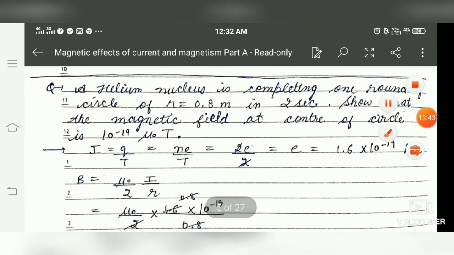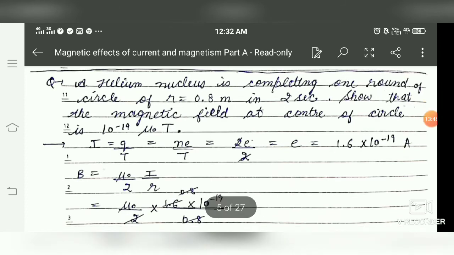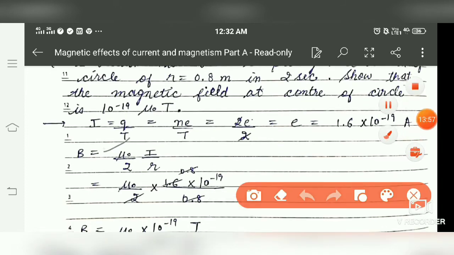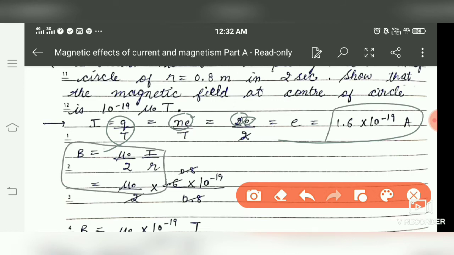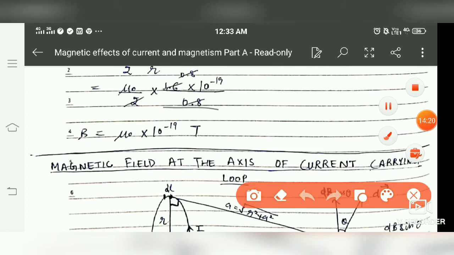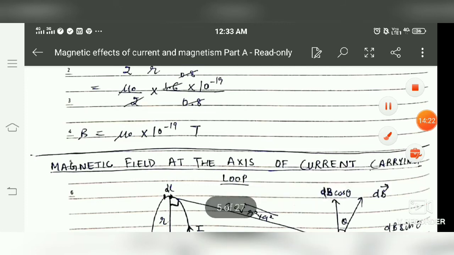Next, a question. A helium nucleus is completing one revolution around a circle of radius r in 2 seconds. Show that the magnetic field at the center of the circle is this. We know that I is equal to q by t, where q is the total number times the charge on each electron. The total number is 2. So this gives the value of the current. By substituting in the formula B is equal to mu naught I upon 2r, and solving this, we get B is equal to mu naught into 10 raised to power minus 19 Tesla.